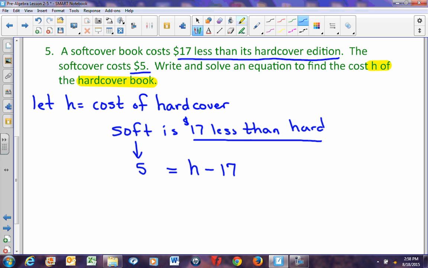So softcover is 17 less than a hardcover. So to solve this equation, I subtracted 17. I will add 17 to both sides. So 22 equals H. So the hardcover edition costs $22.